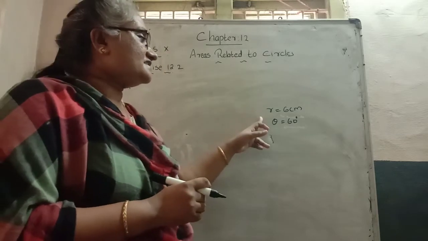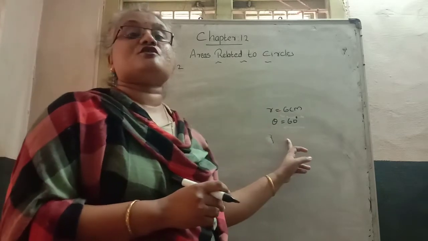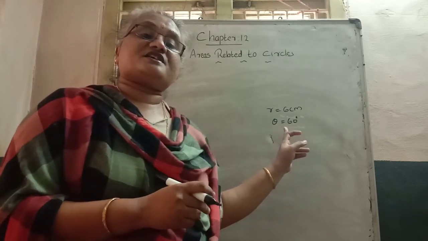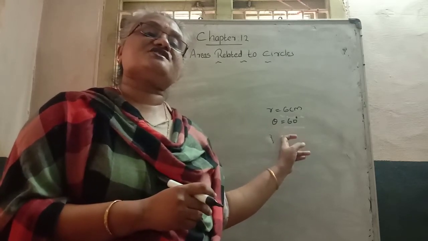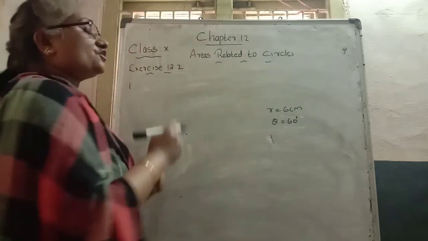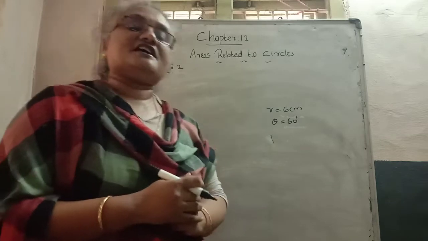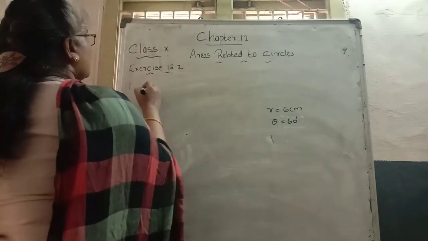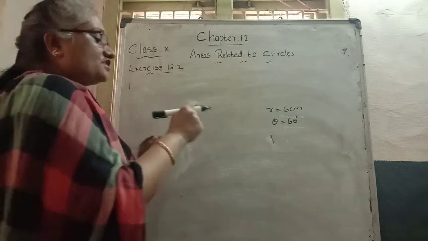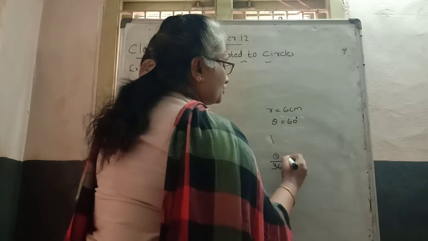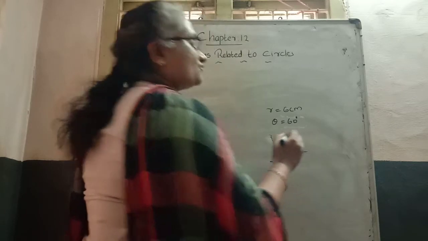So the radius is 6 centimeter. The angle subtended at the center represents the theta value, and the theta value is 60 degree. First, how do we find the area of a sector? What is the formula? The area of a sector is theta by 360 into pi r square.